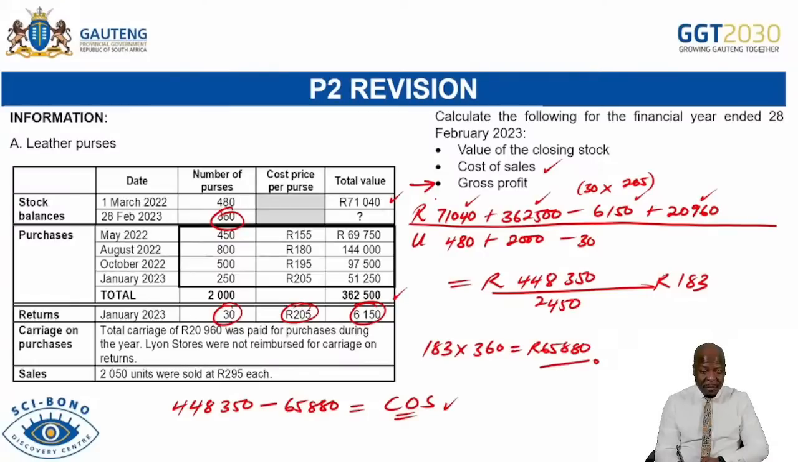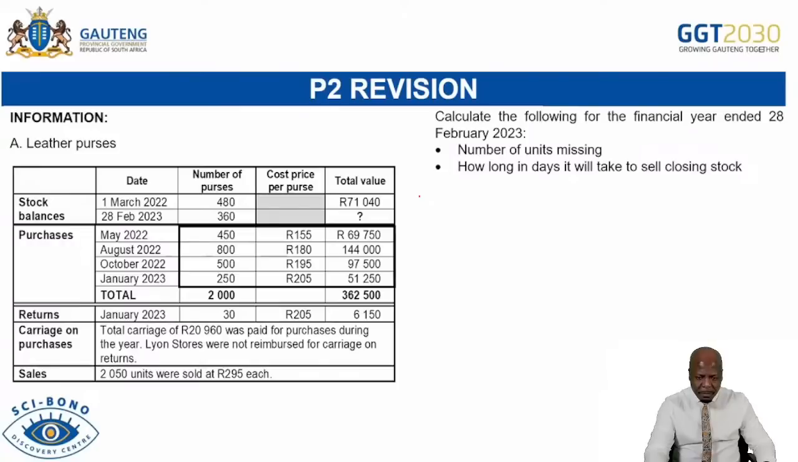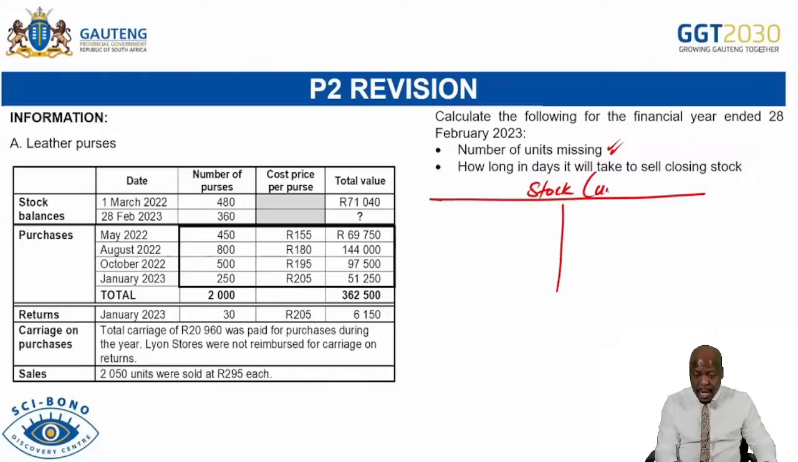Okay, we good? Now, I want to show you another calculation before I say goodbye. How to calculate number of units missing. If you want to calculate the number of units missing, you can quickly open up a stock account. Stock account, and this is in units. So you say opening stock. How much is your opening stock? 480. Then you say plus purchases. How many units were purchased?